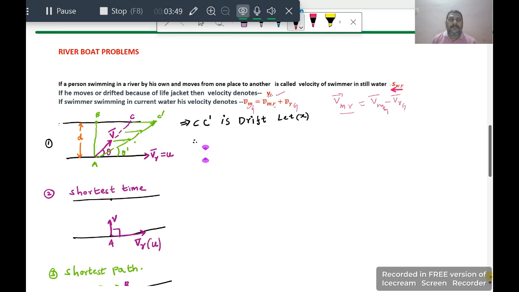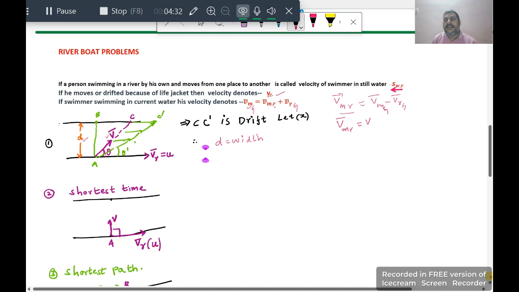Now coming to the first diagram. A and B are opposite banks of the river and AB represents the width of the river. So here D is the width of the river. Now we started initially at angle theta with velocity V, Vmr this is. So I'm taking this as capital V and small u. In my explanations everywhere, Vmr is equal to, I'm simplifying, I'm taking as V for my convenience, and Vr is equal to u.